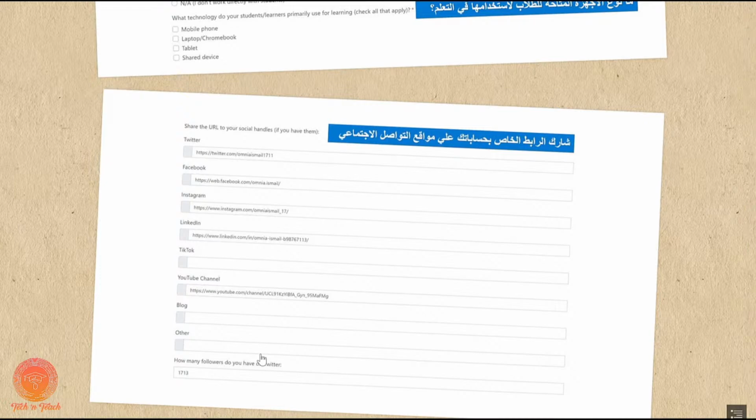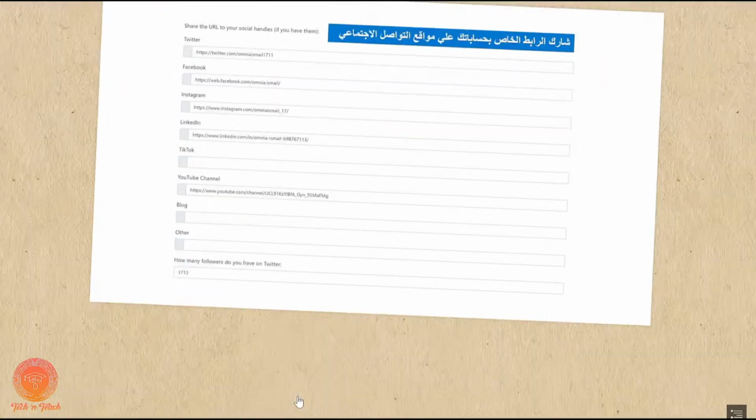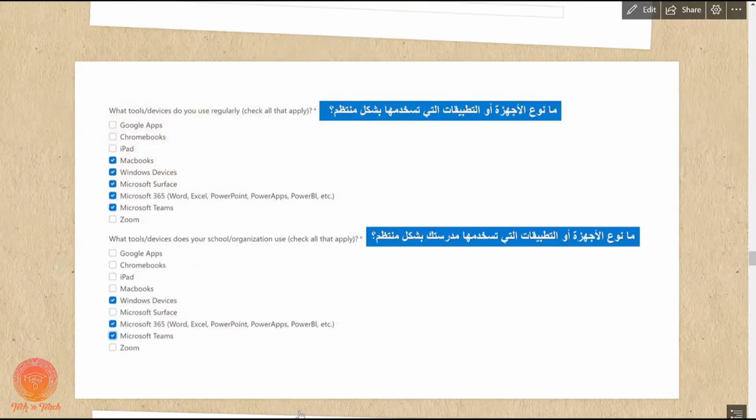And this part is about you: your social media accounts like Twitter, Facebook, Instagram, LinkedIn, TikTok, your YouTube channel, if you have a blog or any other social media that is not mentioned before, and how many followers you have on Twitter. What kind of devices or tools you are using regularly, and what tools or devices your school provides for you.